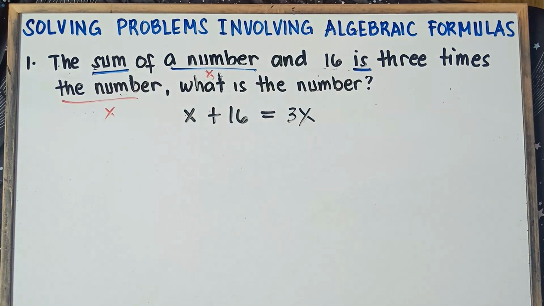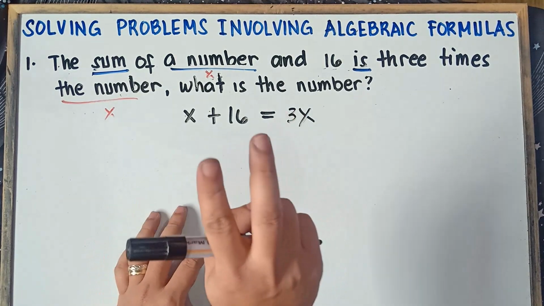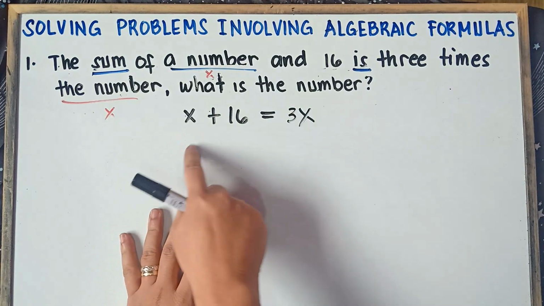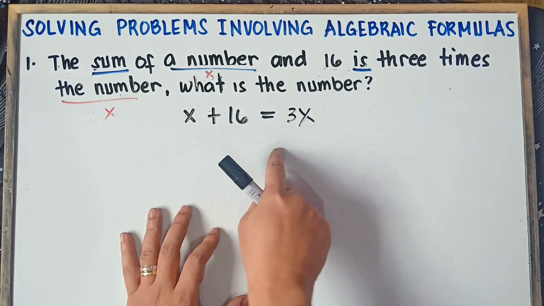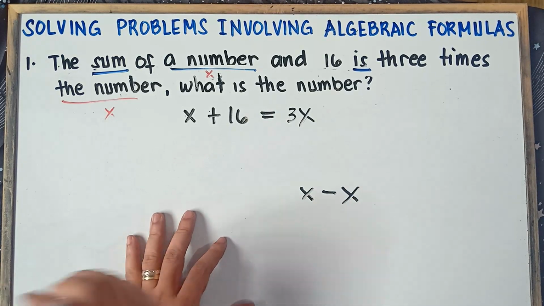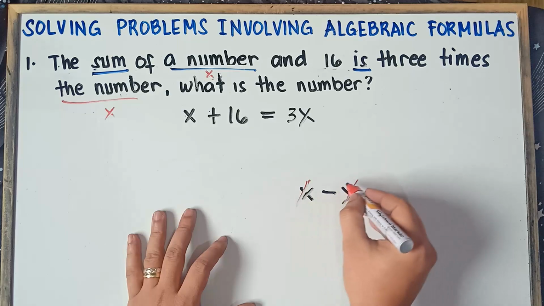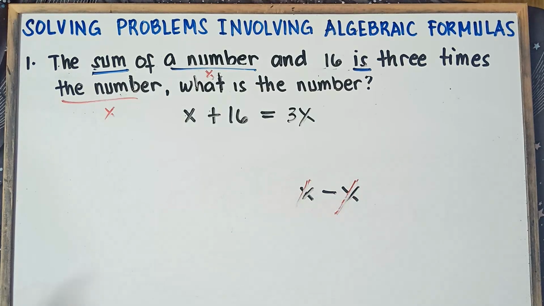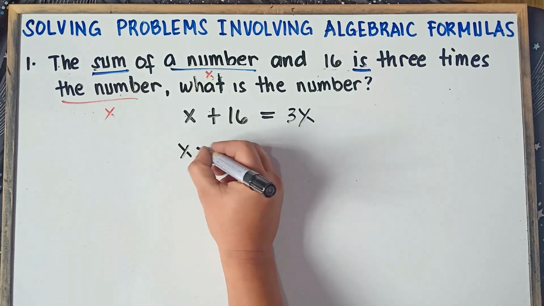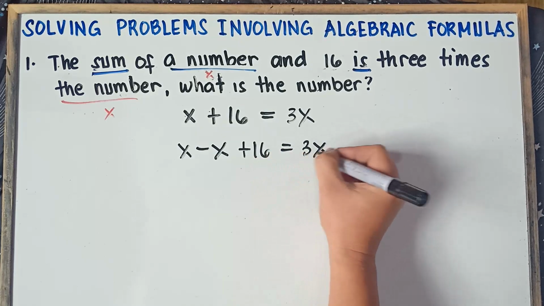Now, to find the value of x, we can subtract both sides by x because we do have 2 letter x. Therefore, we need to remove 1 x. We subtract both sides by x because x minus x, we can simply cancel this out. Once again, x minus x is 0. This will be x minus x plus 16 equals 3x minus x.